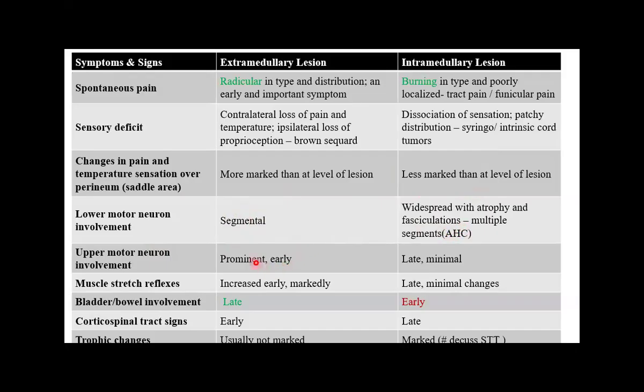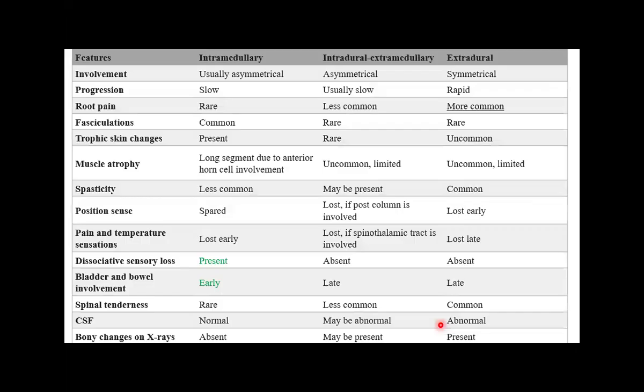UMN involvement is prominent and early in extramedullary lesion, which is late and minimal in intramedullary lesion. As well as the reflexes are brisk and increased in extramedullary, which is late and minimal in intramedullary lesion. There will be early bladder bowel involvement in intramedullary lesions, and the trophic changes are more marked in intramedullary lesion due to the decussation of spinothalamic tract.